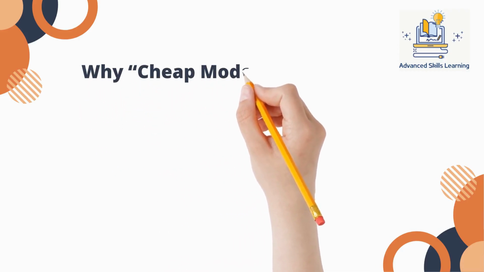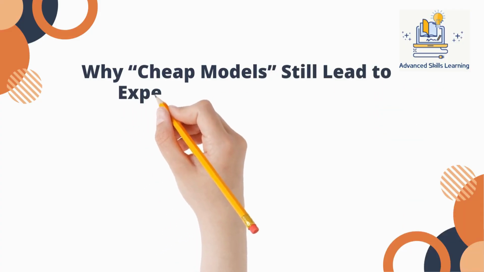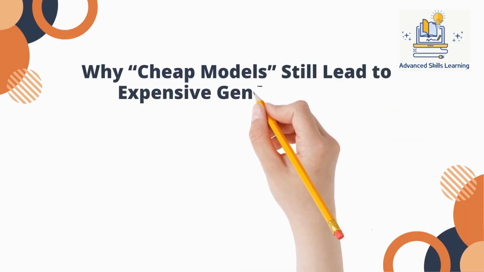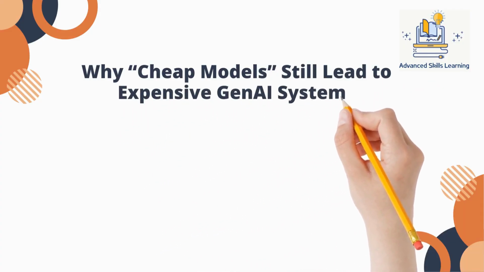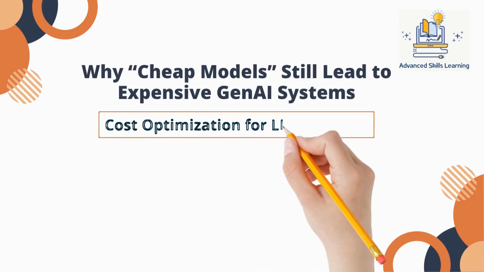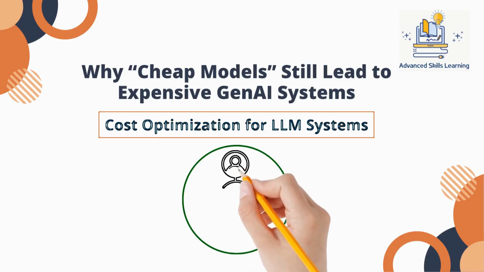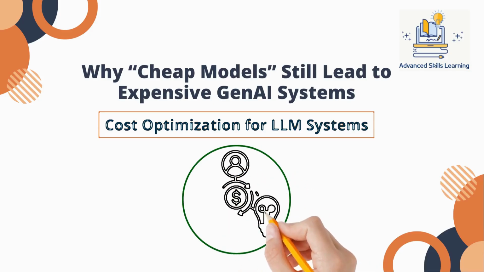Today we're talking about cost optimization for LLM systems, and why teams are often shocked by their GenAI bills, even when they believe they're using the so-called cheap models. The biggest mistake teams make is assuming that model price equals system cost. In reality, the model is only one small piece of a much larger pipeline.